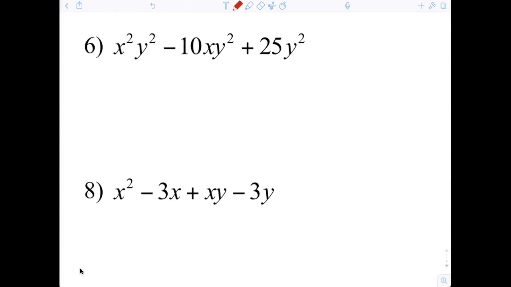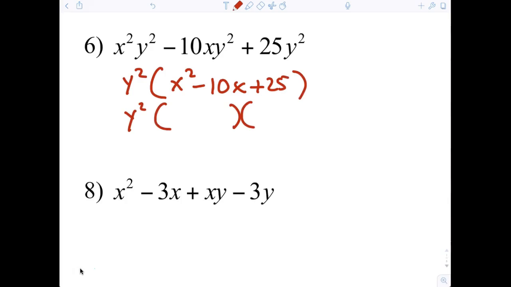What's common with number 6? Y squared. There's a common y squared. All right, so pull out the y squared. And you're left with? X squared minus 7x plus 12. Beautiful. Now, what does that factor to? X minus 5 and x minus 5.